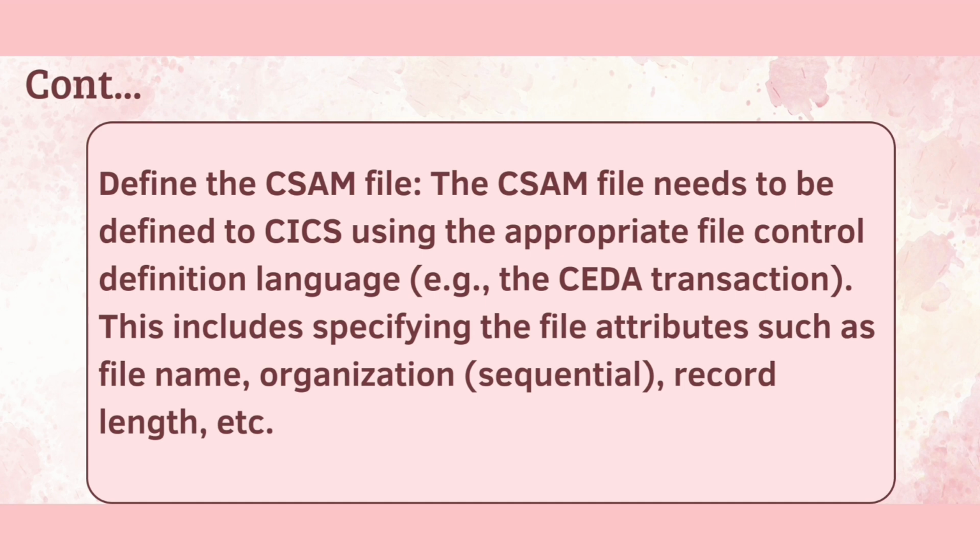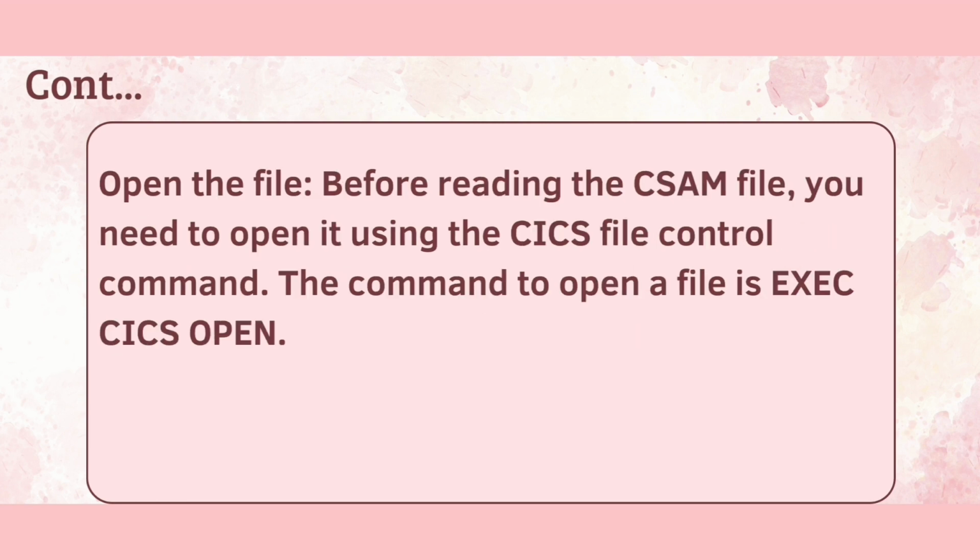First one is define the CSAM file. The CSAM file needs to be defined to CICS using the appropriate file control definition language, for example, the CEDA transaction. This includes specifying the file attributes such as file name, organization, that is sequential, record length, etc. Next step is to open the file. Before reading the CSAM file, you need to open it using the CICS file control command. The command to open a file is EXEC CICS OPEN.